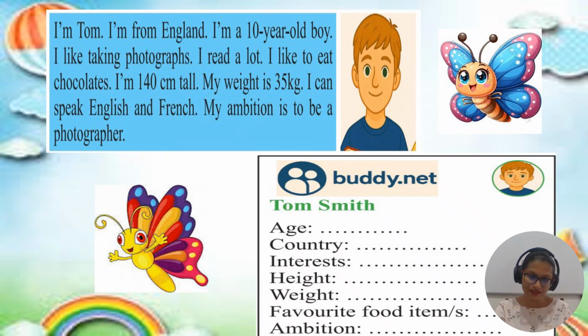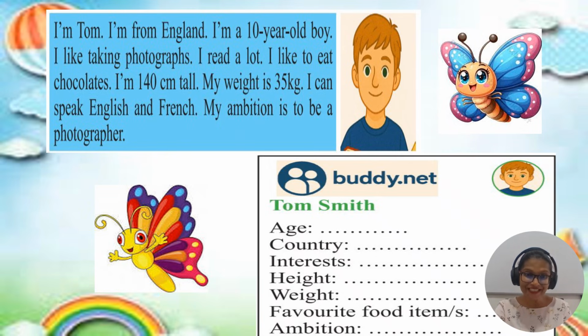The first information, the name, is given, that is Tom Smith. We have to give age. How old is he? When we went through his eBuddy profile, we found that he is 10 years old. So age is 10 years old. Second one, country. Where does he live? I'm from England. That is his country. We can write England.